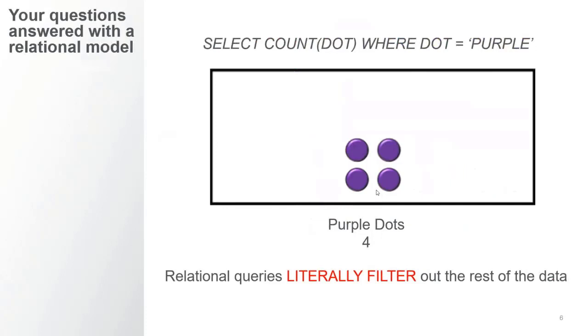So something simple. Now, if we wanted to say select count of dots where dots are equal to purple, right? When you use a query tool or a relational model, for example, it literally filters out the rest of the surrounding data, and you're only left with the data set that you requested in that where condition. So select the number of dots that are purple, and it gives you 4, but you don't know anything else about the other 36 dots or the other attributes that are out there. The relational query literally filtered out the rest of the data.